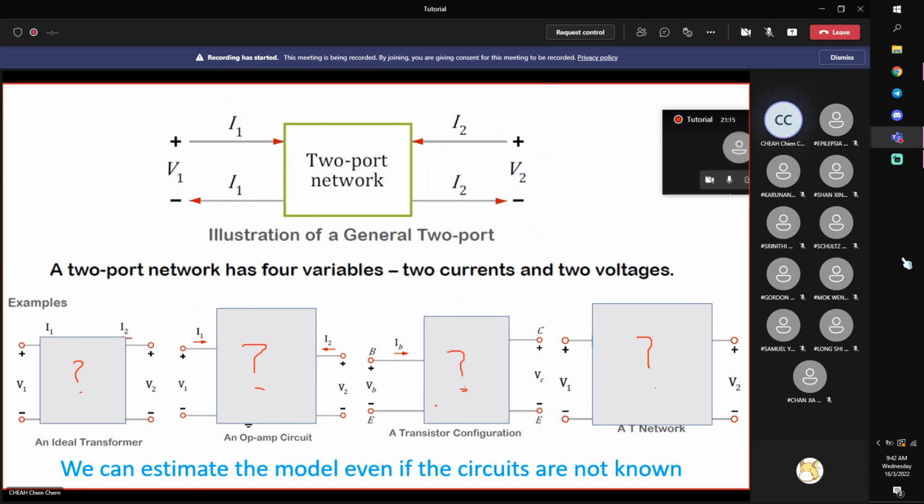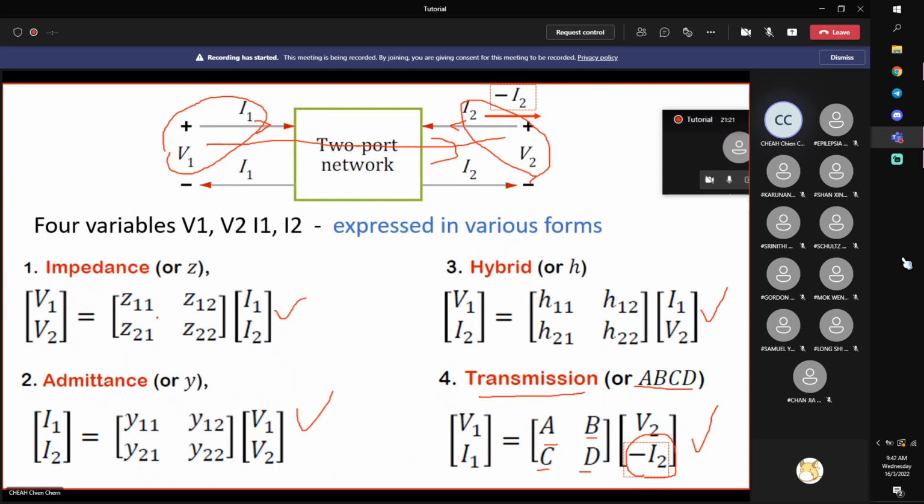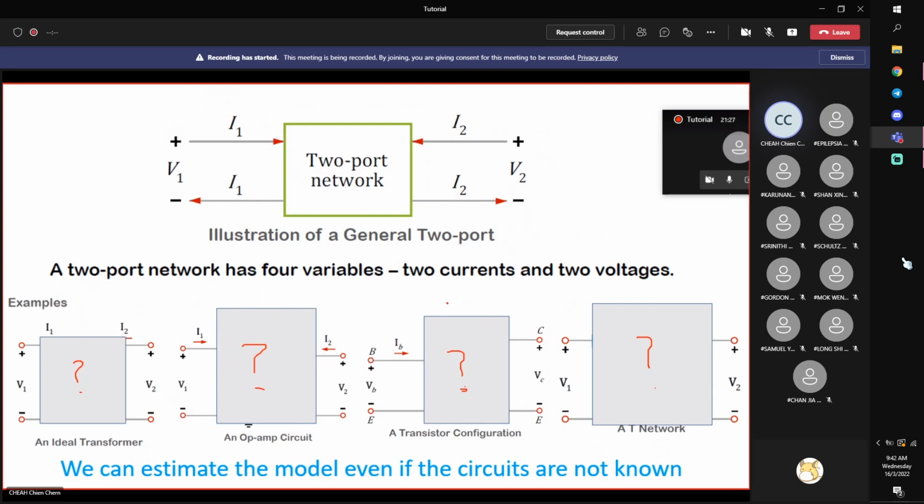Okay, this means that there must be a way to determine all the 4 parameters. These are the 4 parameters in each circuit, depending on which form you want, by using a certain experimental procedure. The key advantage of a two-port network is that you can model it even without knowing what's inside. This is good if you have some commercial circuits which are protected. We can do some experiments to model it as a two-port network, depending on what variables we are interested in, and then analyze it based on the two-port network model.